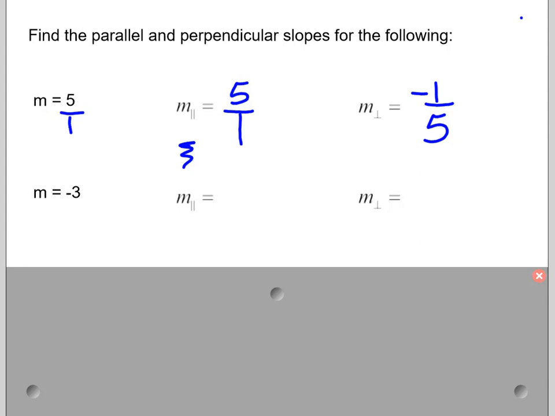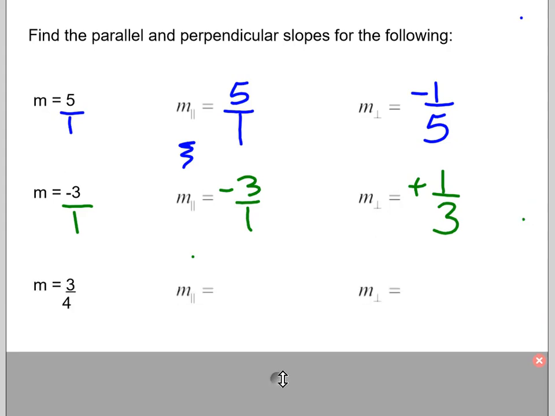I'll change color. The first slope is -3, and I'm going to put in the placeholder. So the parallel slope will be -3 over 1. They'll be the same. Parallel slopes are the same. Now when I go to the perpendicular, the first thing I've got to do is flip it. But now the first one is negative. That means this one is going to be positive. So when you're dealing with perpendicular slopes, only one of the terms can be negative. That's really important to pick up.